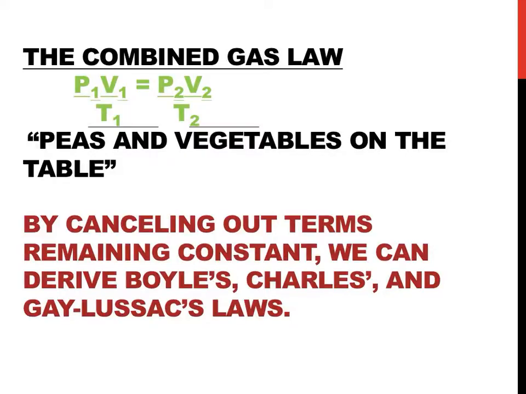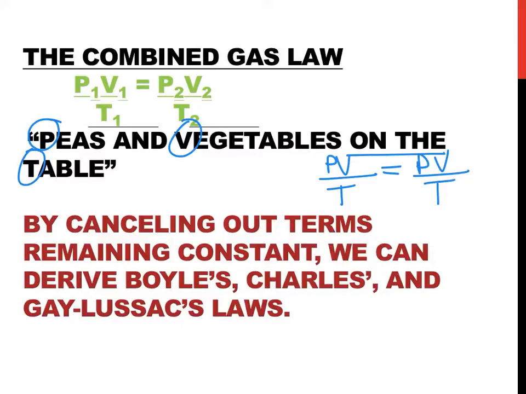If you put all three of those laws, Boyle's, Charles', and Gay-Lussac's law, together, you get something known as the combined gas law. A good way to remember that is "peas and vegetables on the table." Peas for pressure, vegetables for volume, and on the table, temperature. So, peas and vegetables are on the table. P1V1 over T1 equals P2V2 over T2.